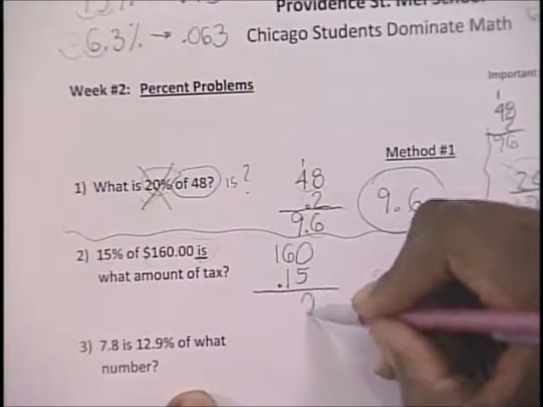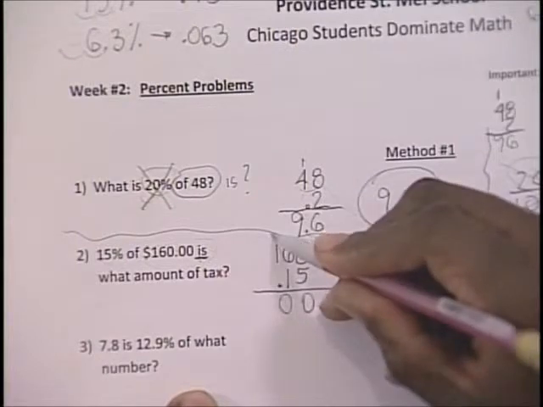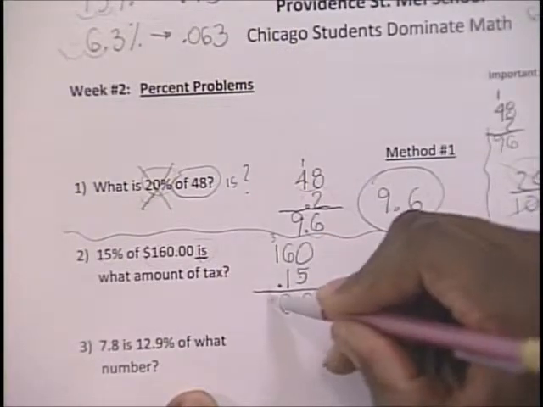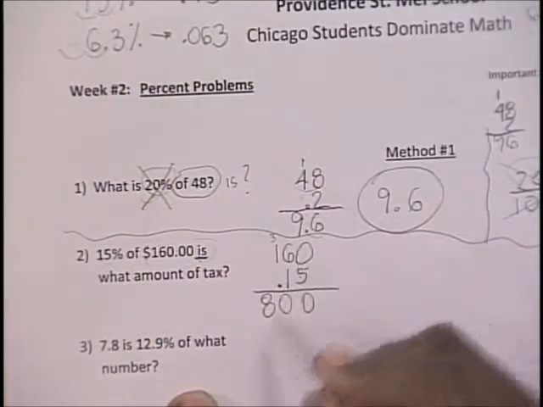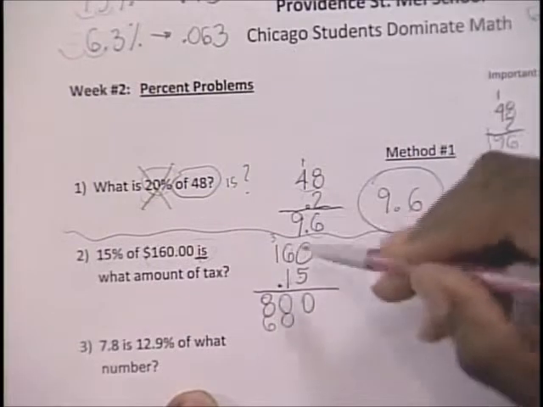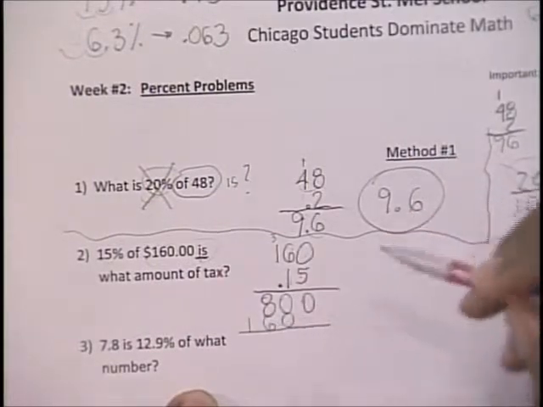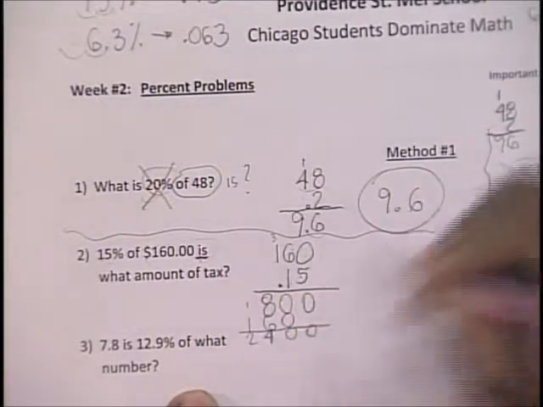All right, so we multiply. 5 times 0 is 0. 5 times 6 is 30. Carry the 3. 5 times 1 is 5, plus the 3 is 8. Now we're going to multiply 1 times 0. That's 0. 1 times 6 is 6. And 1 times 1 is 1. You add those together. You get 0, 0, 4. Carry the 1, 2.